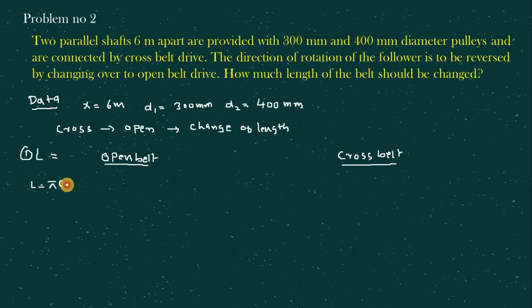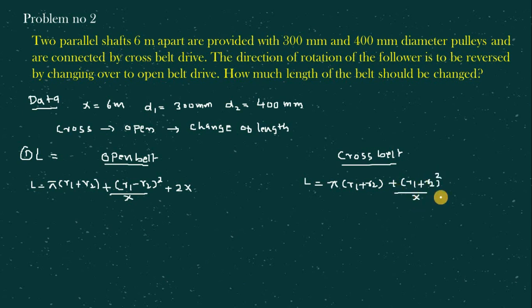So L is equal to, I know, pi into (R1 plus R2) plus (R1 minus R2) whole square divided by X, plus 2 into X. Whereas for the cross belt, it will be pi into (R1 plus R2) plus (R1 plus R2) whole square by X, plus 2 into X.